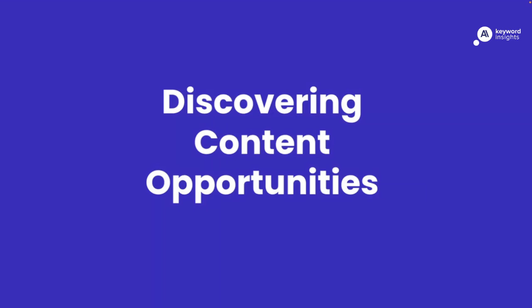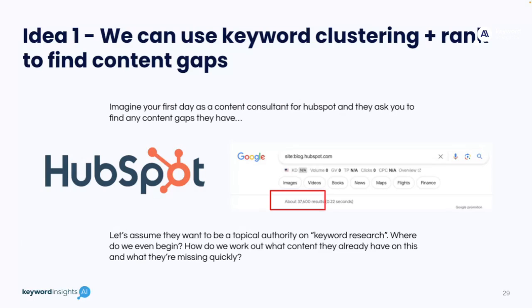This is probably my most interesting section, well, other than the cannibalization one I love, but I love some of the content opportunities we've come up with. And so this is quite a big section. The easiest idea is using clustering plus the rank tracking within Keyword Insights to find content gaps.